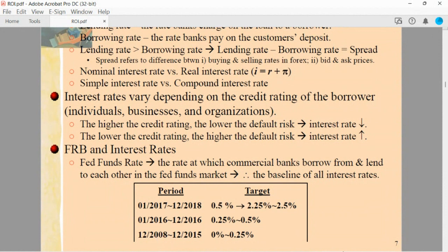What happened in 2008? Does anyone know what happened in 2008? What was a major economic event that happened in 2008? The recession. Oh yeah, and who said that? Leslin. Okay, Leslin, you got another 0.5. But what caused that recession?